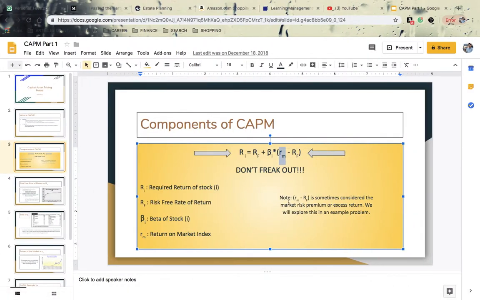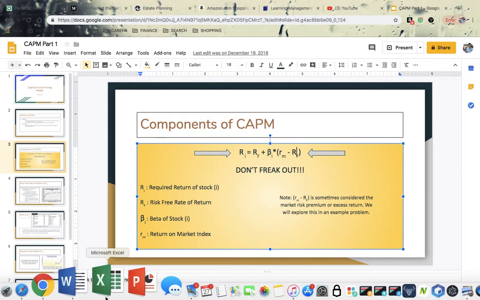So if we look at the formula really quick here, the required return of the stock, that's what we're looking for in CAPM, RI, equals the risk-free rate of return, that's right here, plus beta of the stock that we're looking at, which is going to be Caterpillar's beta, times the return on the market, which is why we have the S&P 500 index returns so we'll be able to plug that in, minus again the risk-free rate of return. That's the CAPM formula. So let's take a look at this.